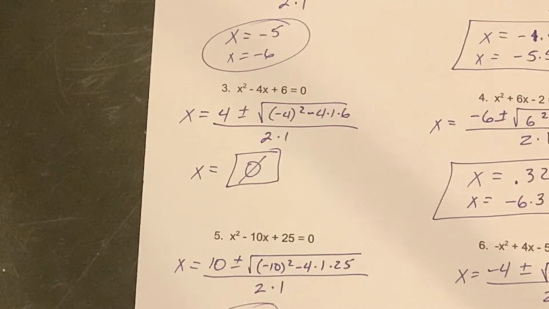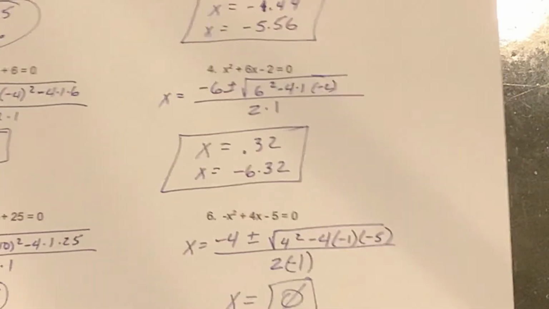3, on this one we get a discriminant that is negative, so the number underneath the radical is a negative number. Can't take the square root of a negative right now, so no real solutions. Okay, later on, like I've said before, we'll get a couple imaginary solutions, but not now.